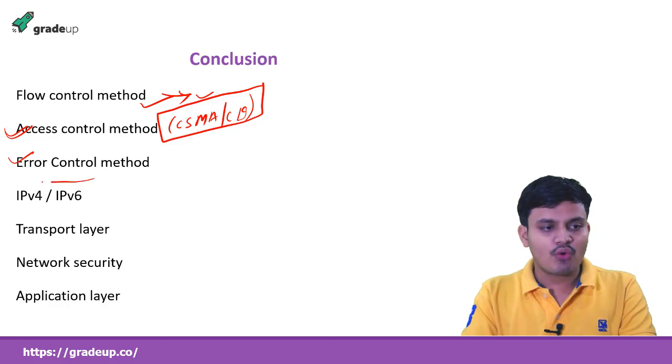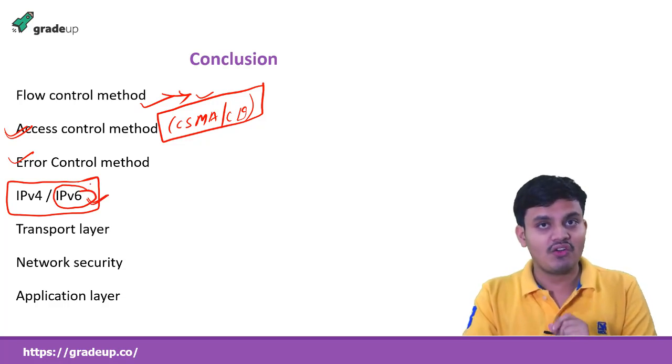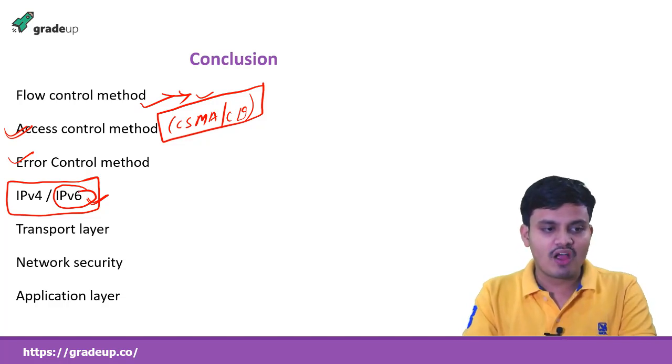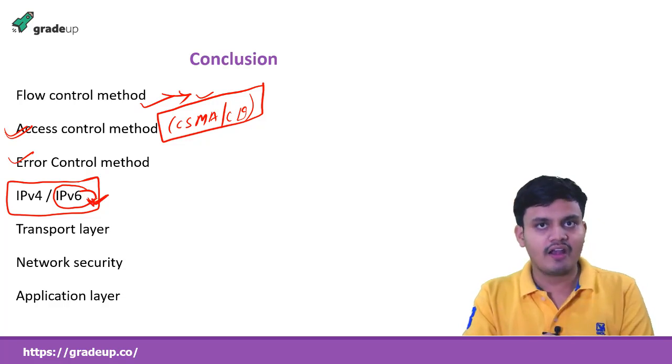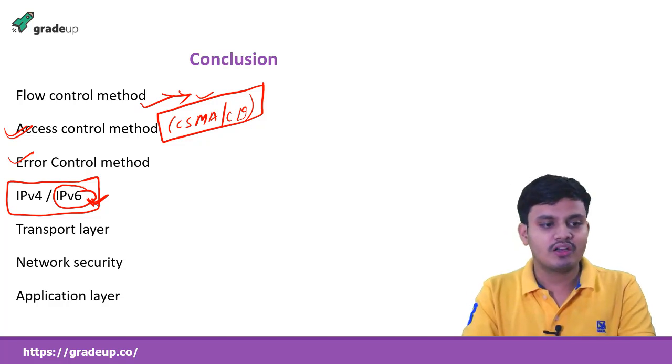And we have IPv4 and IPv6. These are really important, and IPv6 is newly added. When IPv6 is newly added, it is expected that they are going to ask questions about it. That is why IPv6 is really important. You must know every field in its header. Don't memorize it, but you must know what each field does.